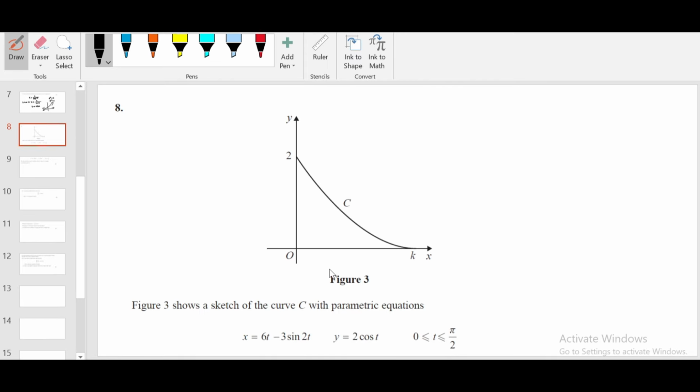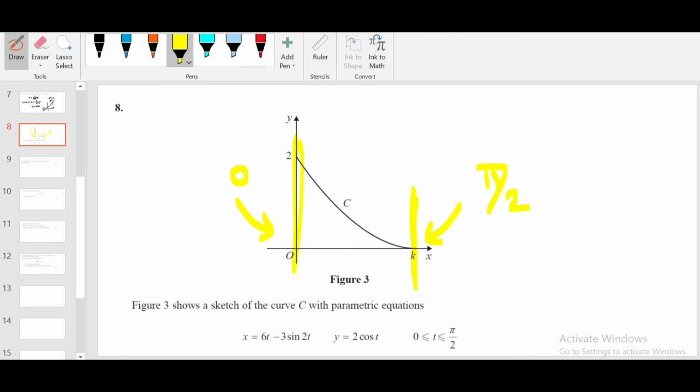Question number 8. We have a figure given. Figure 3 shows a sketch of the curve with parametric equation. X is equal to this, y is equal to this, from t is equal to 0 to pi over 2. The curve is given from here to here. So the value of t corresponding to these two limits are 0 to pi over 2.